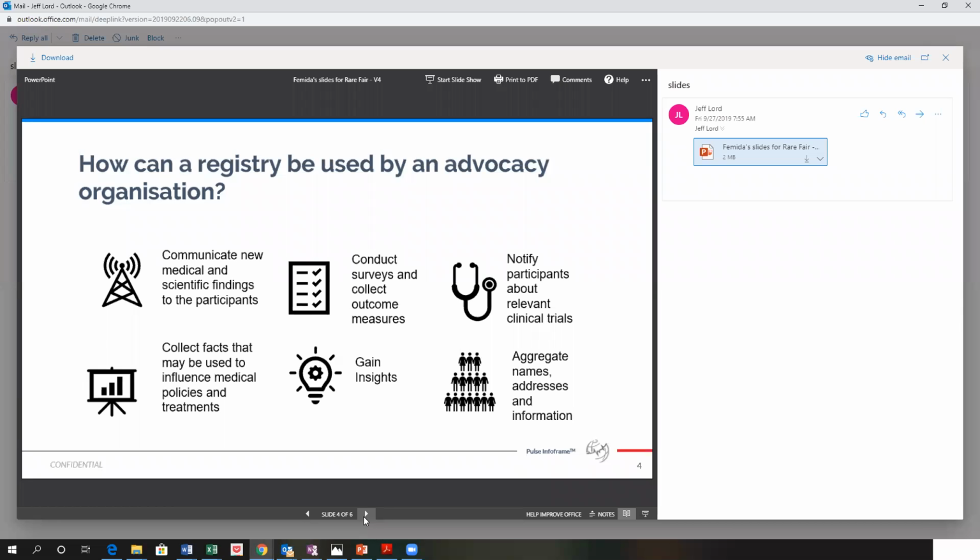So now, how can you use this great registry that you've been working on? For advocacy organizations, what a great opportunity for knowledge translation. People are excited to know what's going on in the world. And often patients don't really care about papers that people like us publish in journals, but they do care about the impact that it's going to have on new drugs, new treatments, new opportunities to help define the future for drug development. So communicate. Conduct surveys from your patient group.